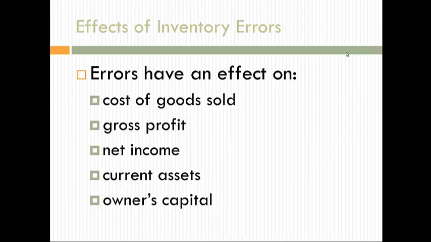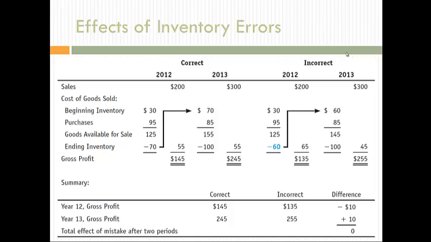The last part of Learning Unit 4 is about how an error made in calculating ending inventory will impact financial statements. So assigning costs to ending inventory can have an effect on cost of goods sold, gross profit, net income, current assets, as well as owner's capital. This slide shows the cost of goods sold calculation on the income statement. On the left is the correct version, and on the right is the incorrect version. These are for the years 2012 and 2013.